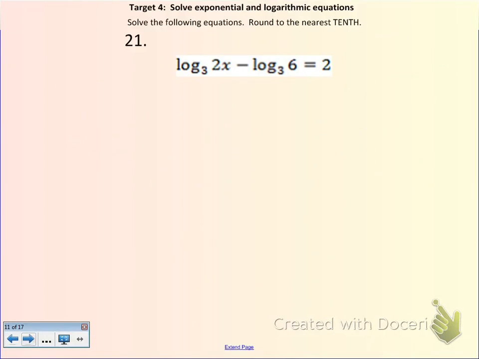Okay, number 21. A lot of you guys had questions on this one in class today. First off, we're going to start off by condensing it, like some of the problems we did previously. This is log base 3. A subtraction means division. The 2x on top, 6 on the bottom, equals 2. So we're going to condense the problem first.